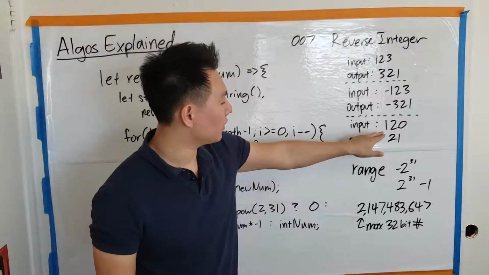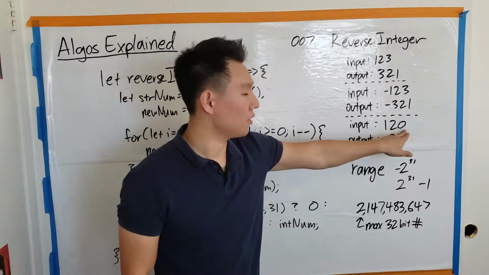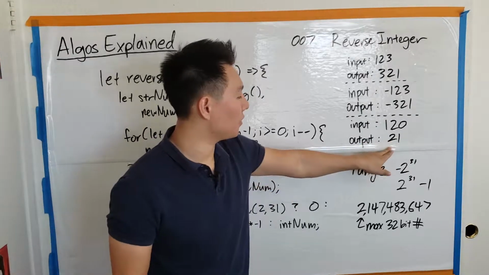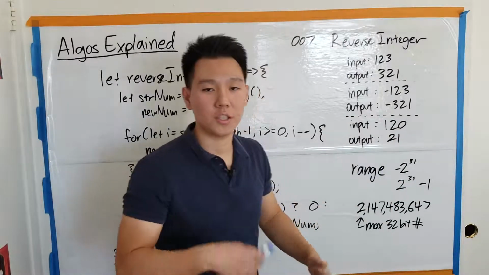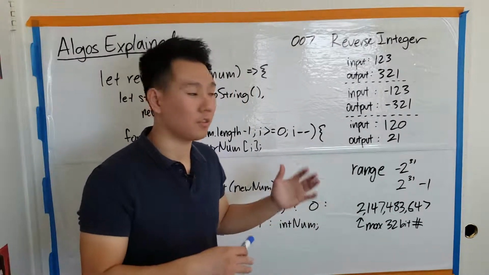If we have a number like 120 with a 0 on the back, we want to output the number 21, not something like 0 to 1. But of course, if we change it to an integer, usually that falls off.